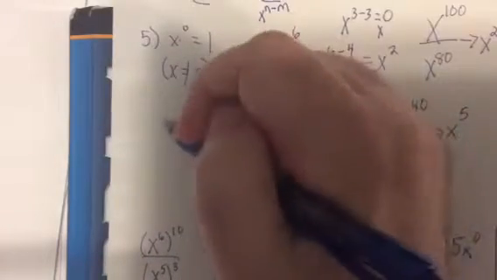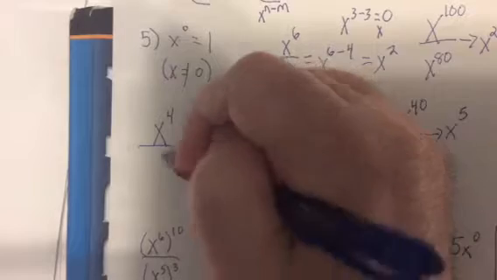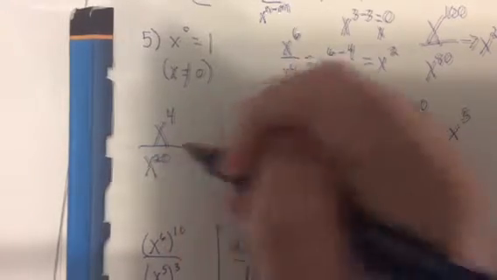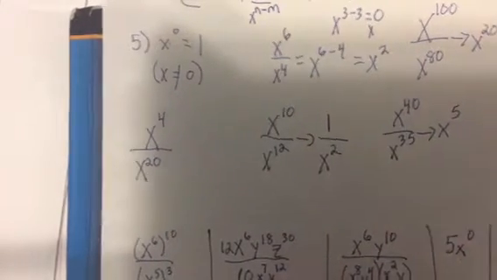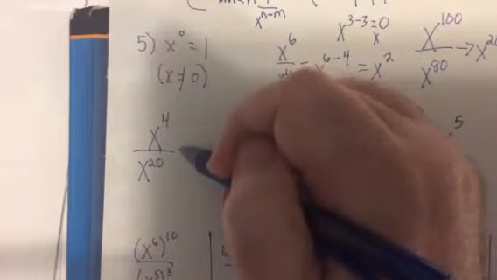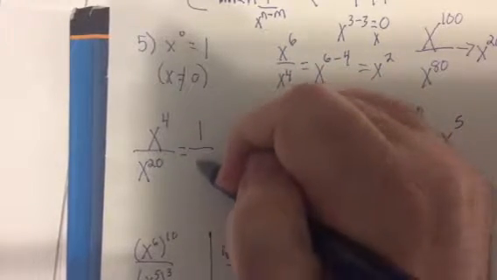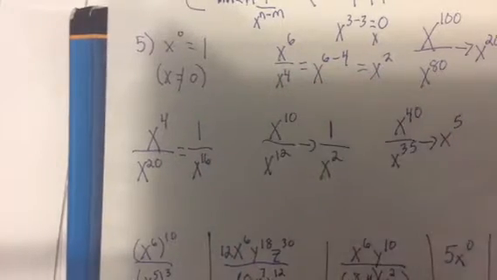So let's look at one here. Let's say I have x to the 4th over x to the 20th. So 4 of these cancel with 4 of these. So this would be 1, because they're all canceled out, over x to the 16th.